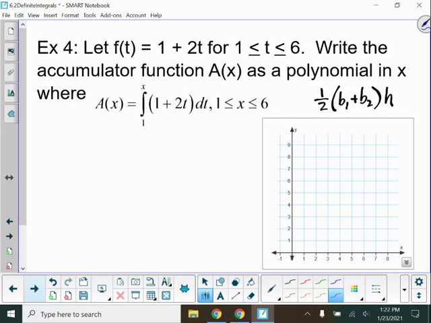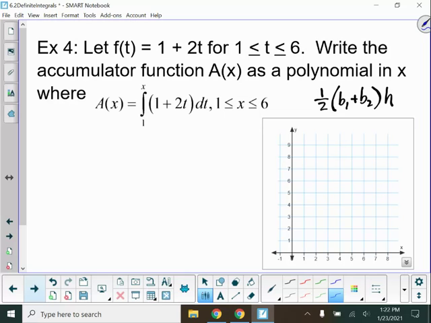Okay, so let f of t equal 1 plus 2t for 1 less than or equal to t less than or equal to 6. Write the accumulator function A of x as a polynomial in x, where my accumulator function is equal to the integral from 1 to x of 1 plus 2t dt, and then again, x is in between 1 and 6.